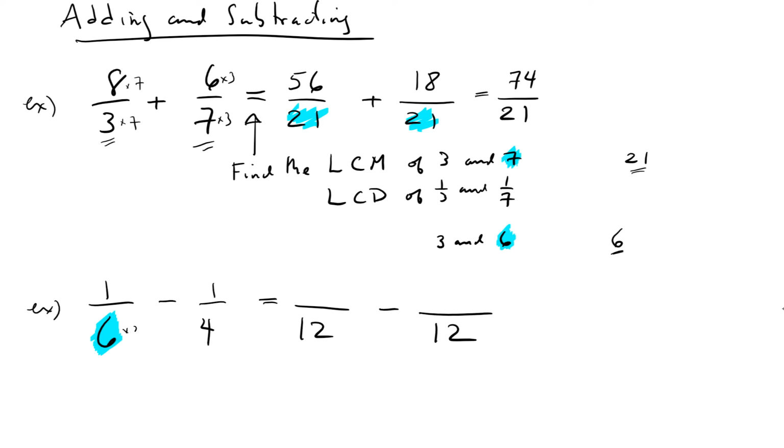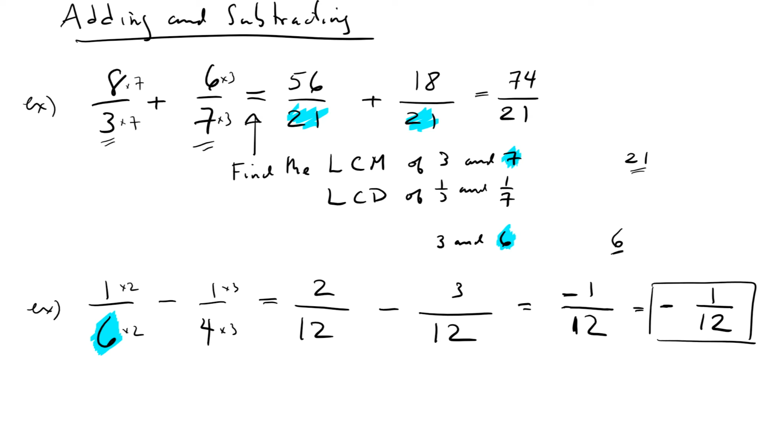So 6 times 2 gives me 12, right? So I need to multiply the top part by 2, and 4 times 3 gives me 12. So I need to multiply everything by 3. So 2 minus 3, minus 1 over 12. And that's my final answer. Notice I can write it as minus 1 over 12 like that, or I could also write it as 1 over minus 12. And that's identical. It's the same number. Usually we will write our fractions like this, with the minus sign sticking in front.